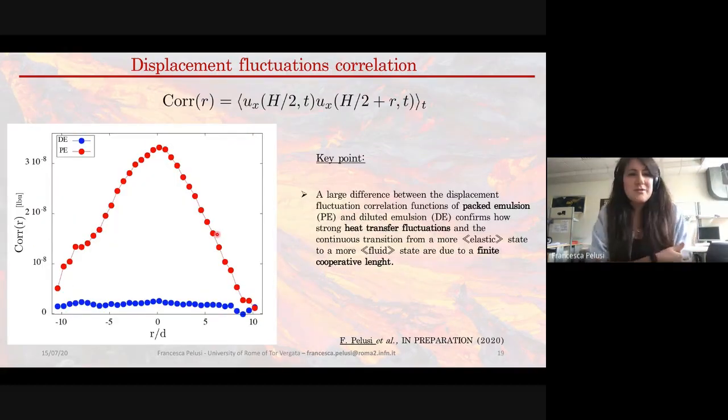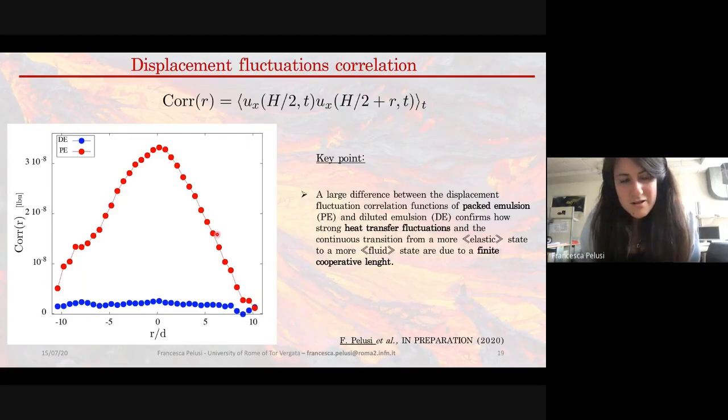And this is the last result, a quantitative result, because it shows in a very evident way how, in the dilute emulsion, if you look at the correlation function of this observable, if you stay at the center of the channel and move toward the walls, you can see that the correlation is almost 0 in the case of the dilute emulsion, and there is a great spatial correlation in the case of the concentrated emulsion. And this is the proof of the heat transfer, the strong fluctuation, that you have only if the system is very concentrated.